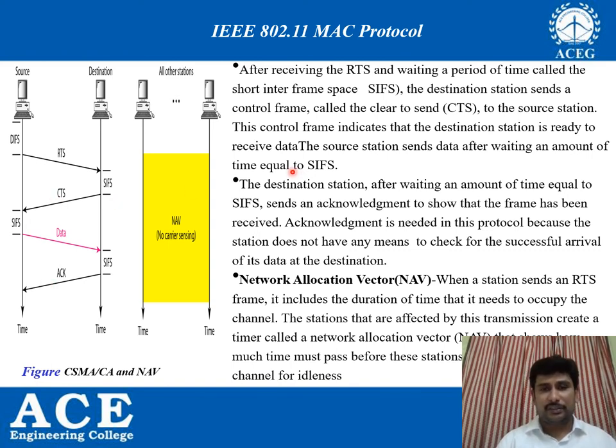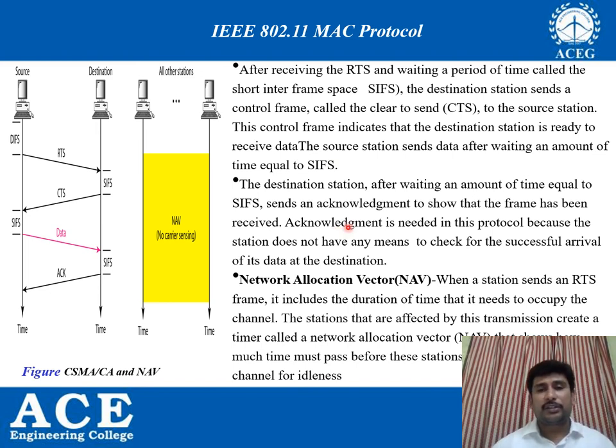First, RTS, which we have discussed is the request to send, is sent by the sender to the destination. The receiver, after receiving the RTS, waits for a period called shorter interframe space, and then the destination sends clear to send. This control frame indicates that the destination station is ready to receive the data. The source station, after receiving it, waits for a shorter interframe space and then sends the data. And finally, the receiver, after receiving the data, waits for a shorter interframe space and sends the acknowledgement. This is how the distributed coordination function, which is one of the MAC sublayer protocols, works.